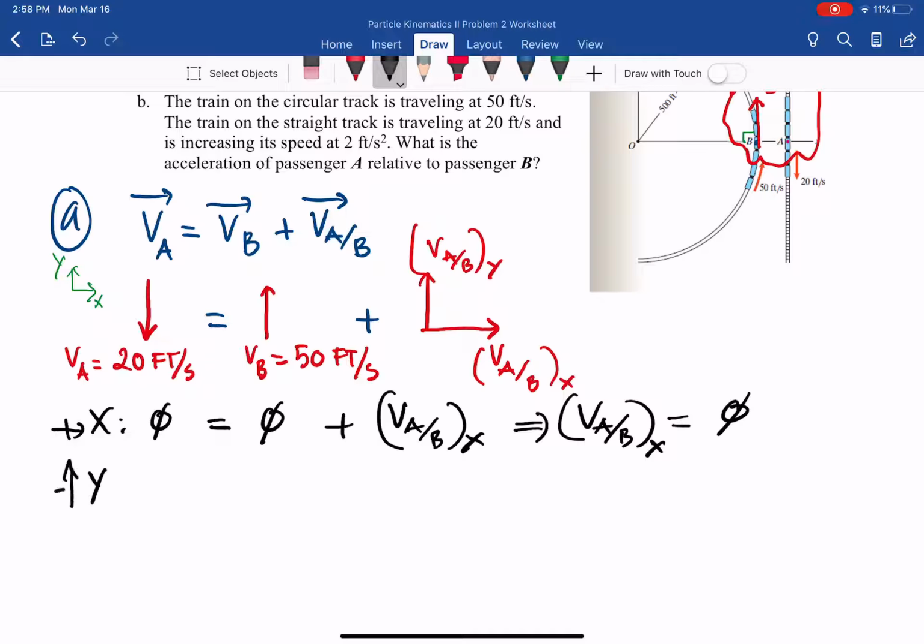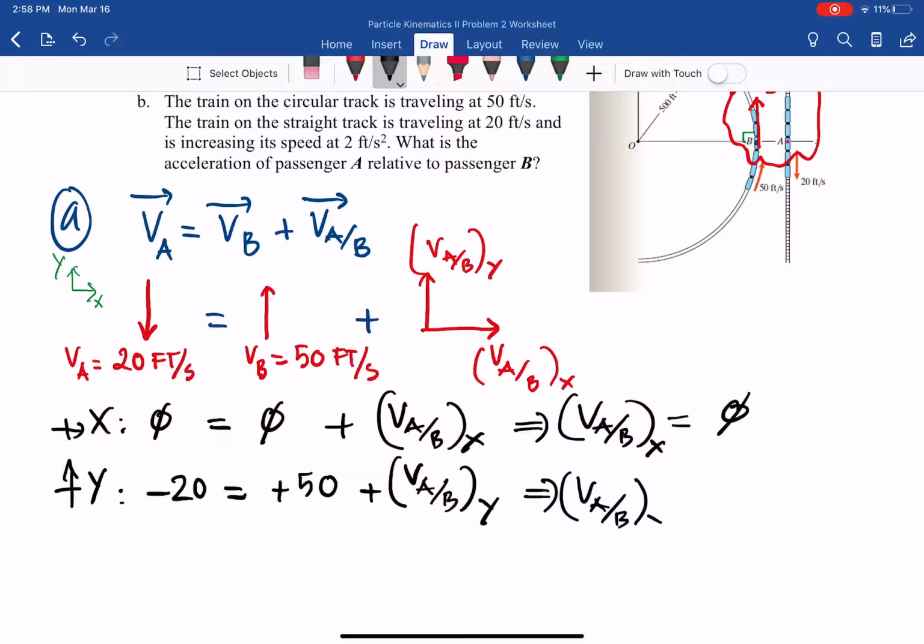Similarly, in Y components, we have the scalar equation. I assume going up is positive, so it will be negative 20 equals positive 50 plus VA relative to B in Y component, going up, so it's positive. From that, we have VA relative to B in Y components equal to negative 70. Okay, on the side.